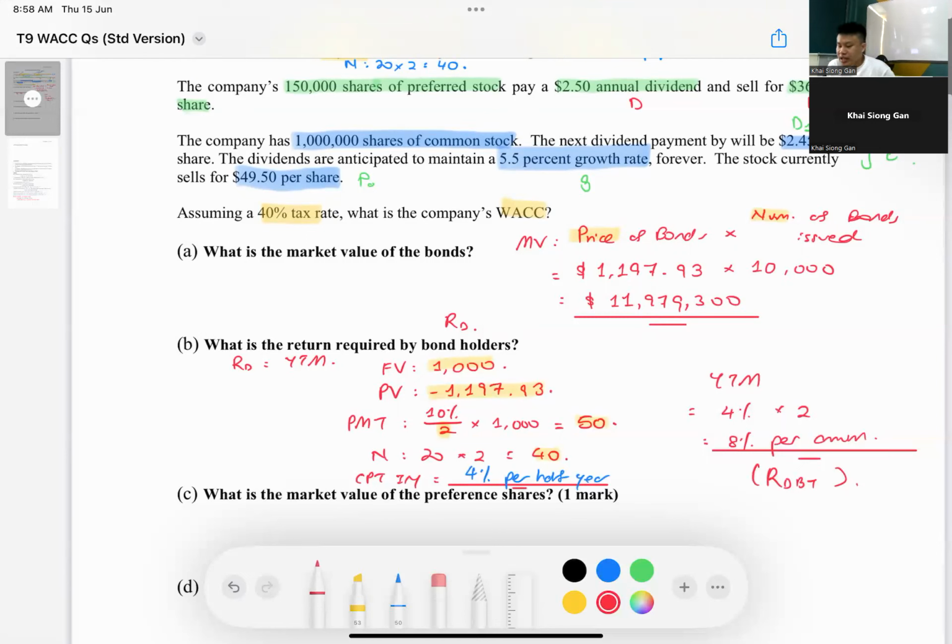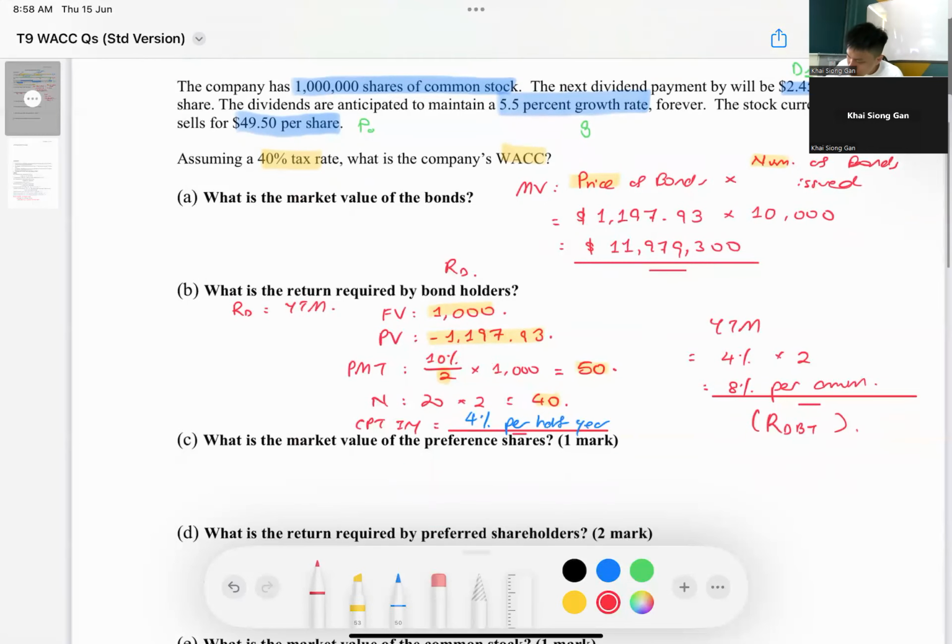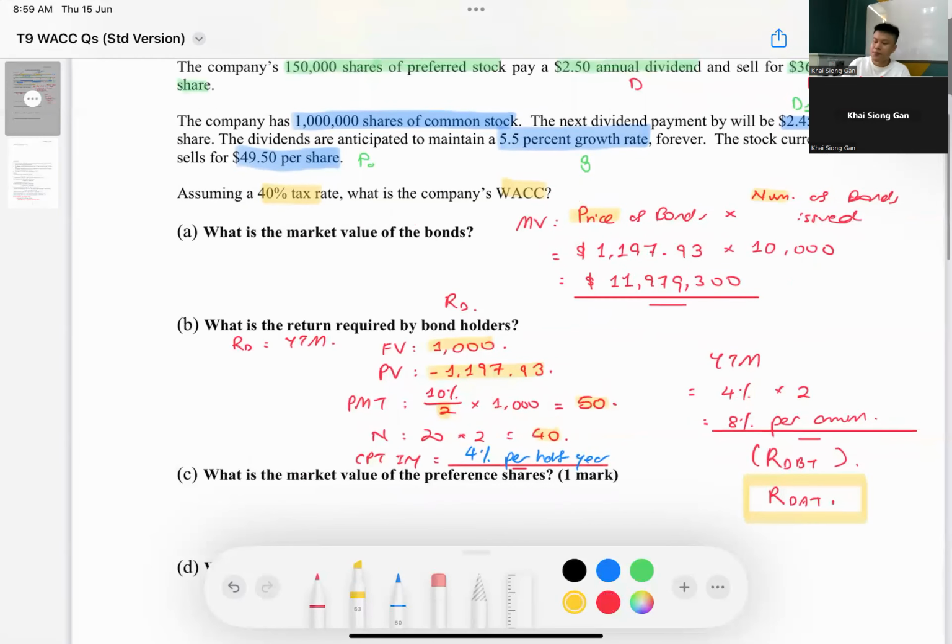If you want to convert it to after tax here, you can. Or you can convert it later, up to you. I don't want to convert first; later I need to convert. But in the exam, if you're scared you might forget, you can convert here. That means you convert to the required rate of return for debt after tax. Very important: do not forget to convert to after tax. You need to adjust it for tax.